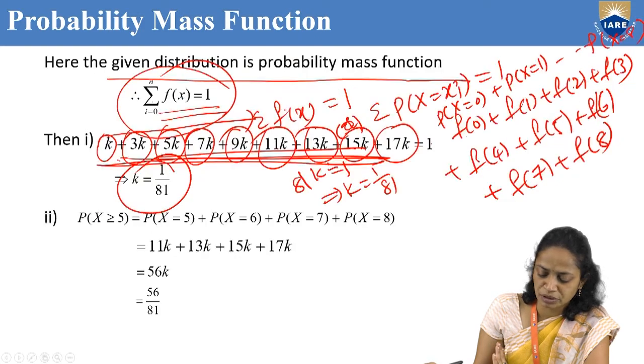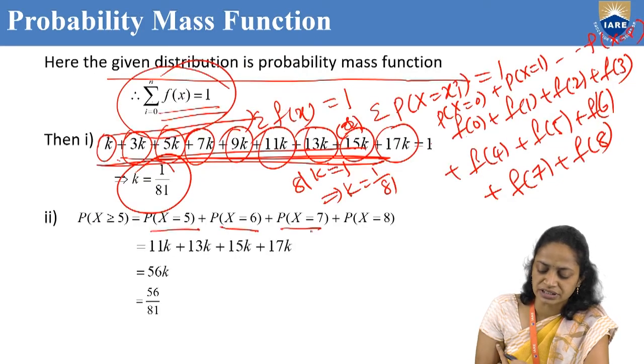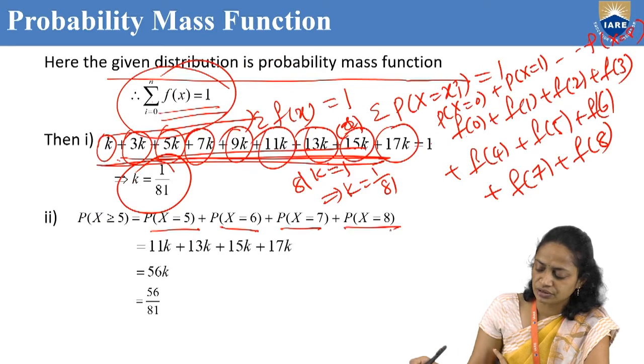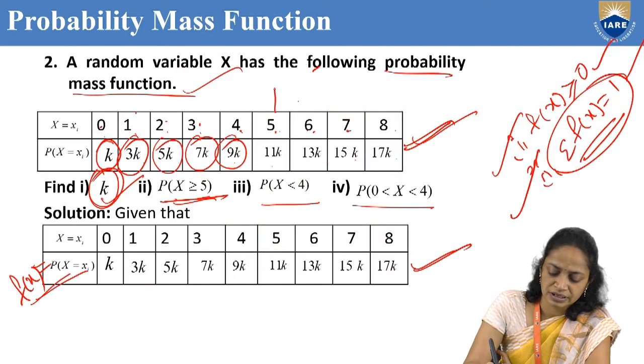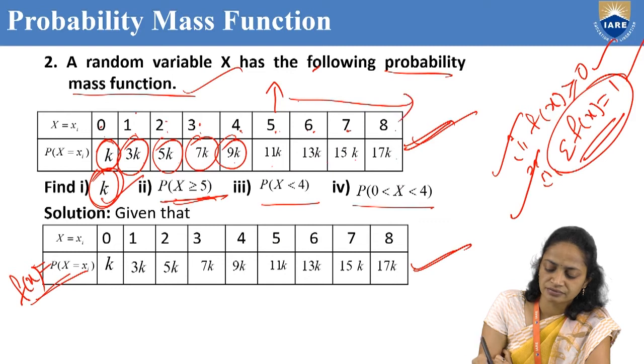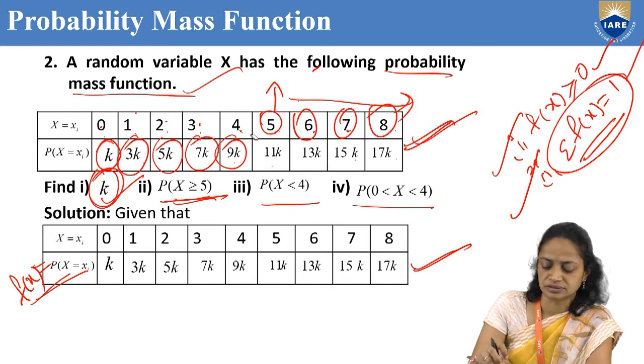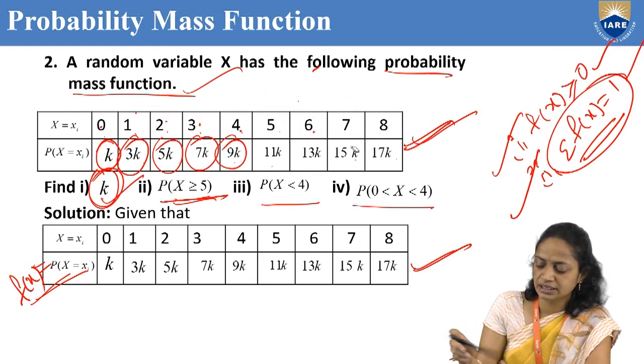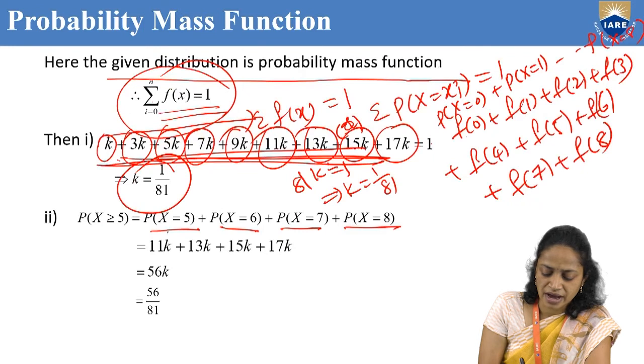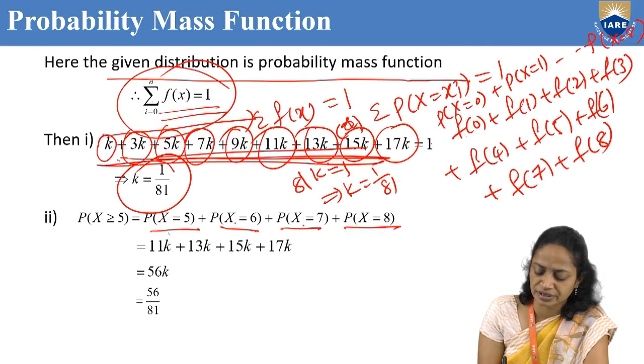So 5 and greater values. That means p of x equal to 5, p of x equal to 6, plus p of x equal to 7, p of x equal to 8. Here we have 5, so greater than or equal to 5 means we have to take these four values. So p of x equal to 5 plus p of x equal to 6, p of x equal to 7 plus p of x equal to 8.